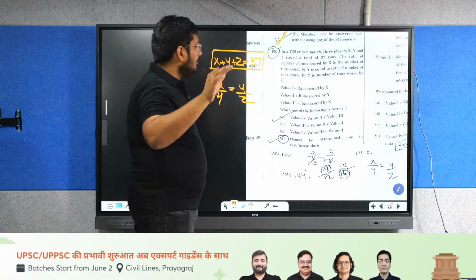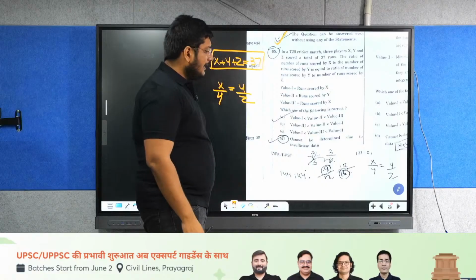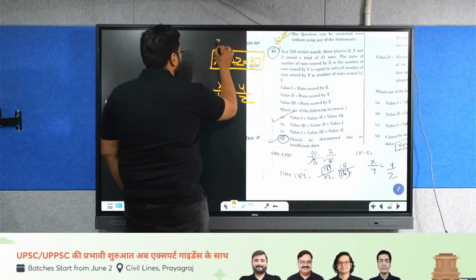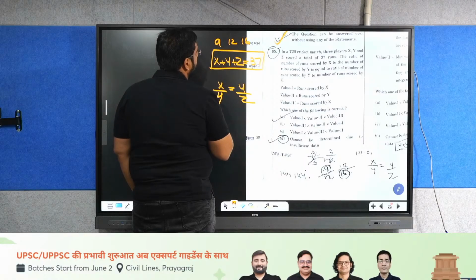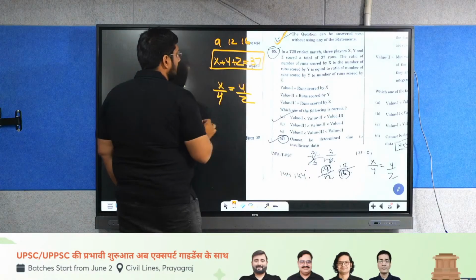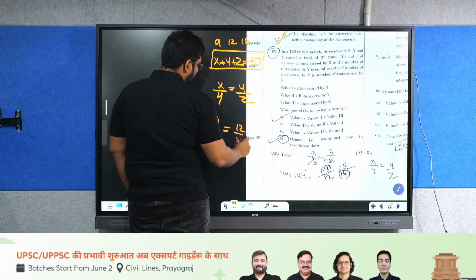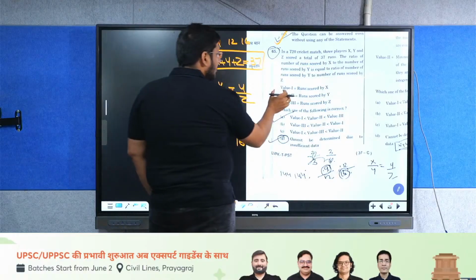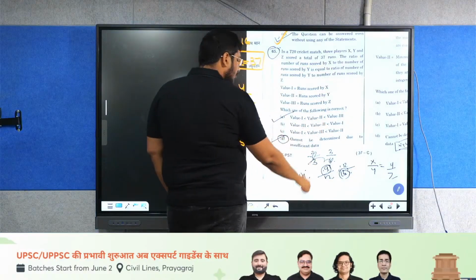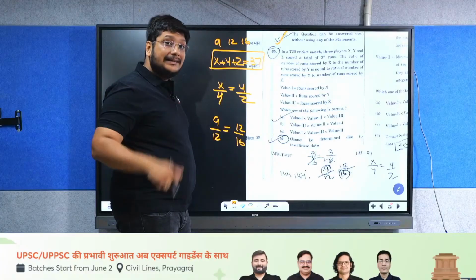See, if I tell you one break which I saw here itself was 9, 12 and 16. 9 plus 12 is 21, 21 plus 16, 37. 9 by 12 is equal to 12 by 16. Correct? So that means value 1 is less than value 2 is less than value 3. You may say it's correct.